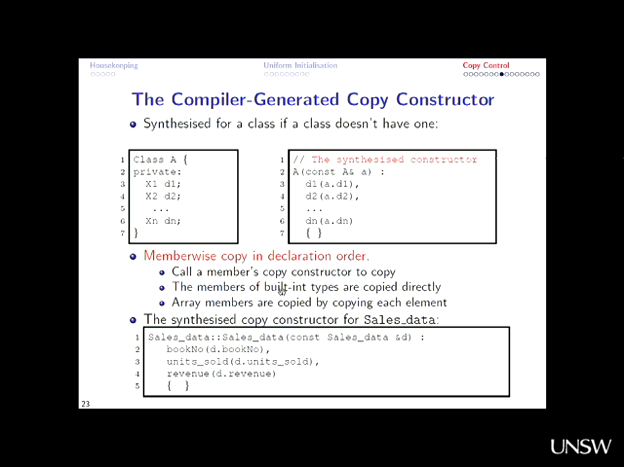So for our sales data object, if we don't provide a copy constructor, by default it looks like this. It copies the book name, it copies the units sold and it copies the revenue, and the body of that constructor does nothing. That's the default one if you don't provide it. You won't see this code. The compiler just generates that code automatically for you if you don't provide it, okay?